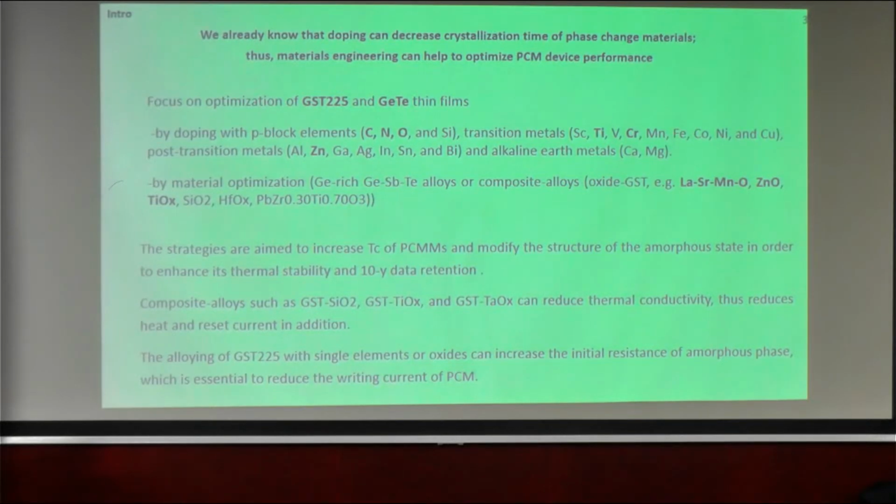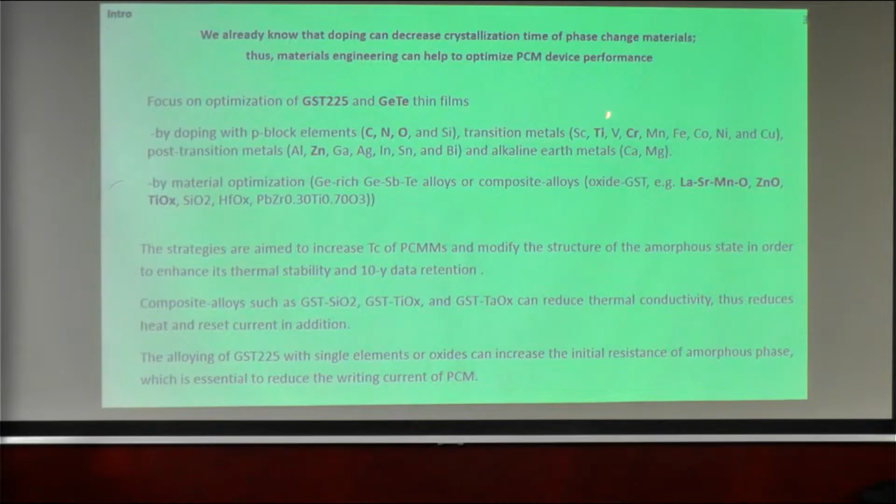And here we will consider the doping induced by two types of elements. The first group is the p-block elements: carbon, nitrogen, oxygen, and silicon. These elements are widely used by the microelectronic industry, and these are standard doping elements. So it's also interesting to see how these doping elements behave inside of GST material.